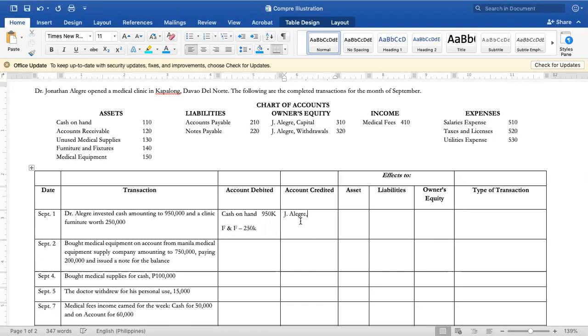So Dr. Alegre capital. So that is pili total ani 950 plus 250. So that's 950 plus 250. That's 1,200,000. 1.2 M. So take note guys that your debits has two accounts, diba? Have two accounts. You have cash on hand and furniture and fixtures, diba? Based on the double entry system, at least one or more account to be debited or at least one or more account to be credited. So in this transaction, we debited two accounts but we only credited one account.